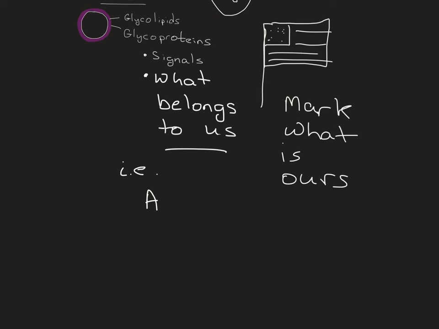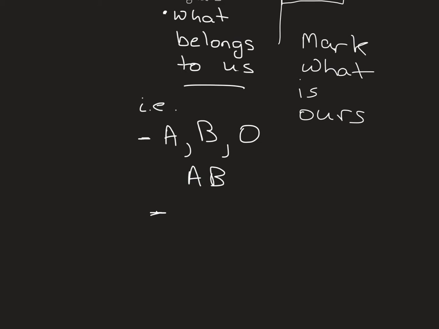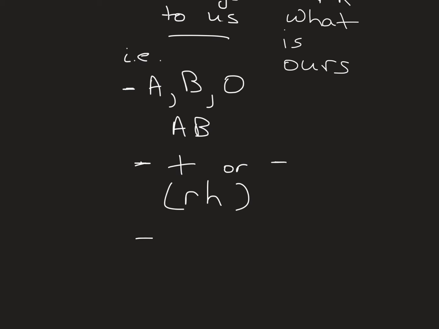A, B, O, AB. You've heard of these, yes? And then there's plus or minus. It's Rh, Rh plus or Rh minus. There's actually thousands more. I'm going to say thousands. It might not be thousands, but let's say many more markers, we call them markers, that act like flags telling us this belongs to us.